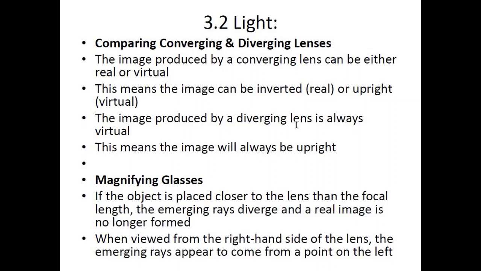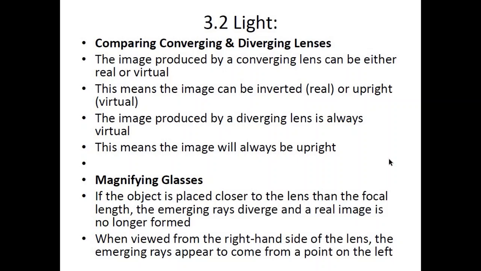Comparing converging and diverging lenses, the image produced by a converging lens can be either real or virtual. That means it can either be inverted or upright. The image produced by a diverging lens is always upright and always virtual.